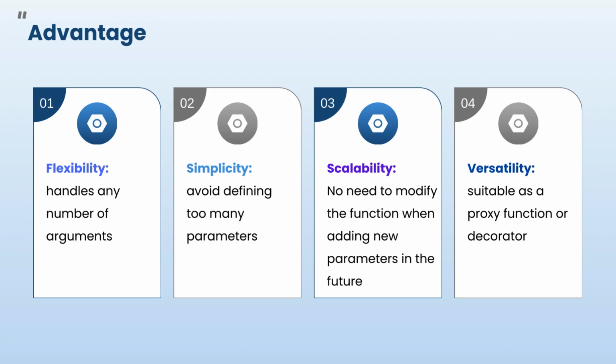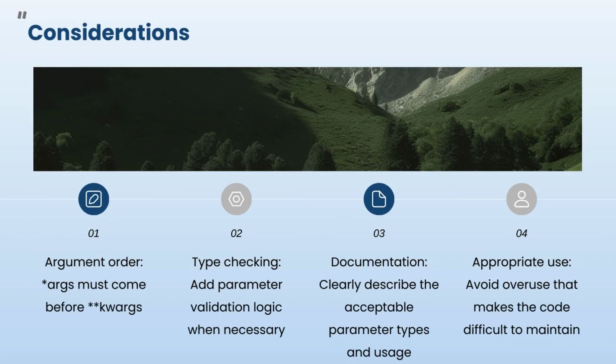Scalability. When new parameters need to be added, functions with variable arguments don't require modifications to the original function definition, making it easy to expand the function's capabilities to meet future needs. Generality. Variable arguments are particularly suitable for use as proxy functions or decorators, as they can flexibly handle different types of parameters, thereby improving code reusability and generality.